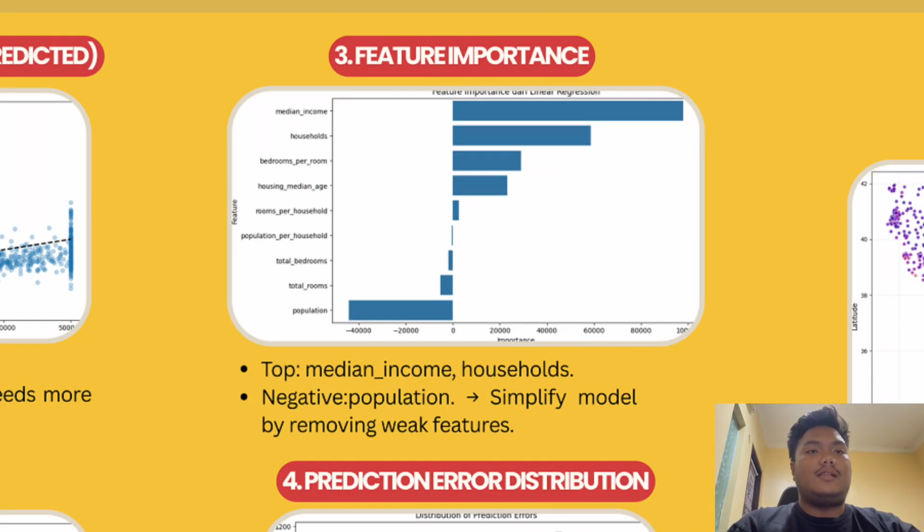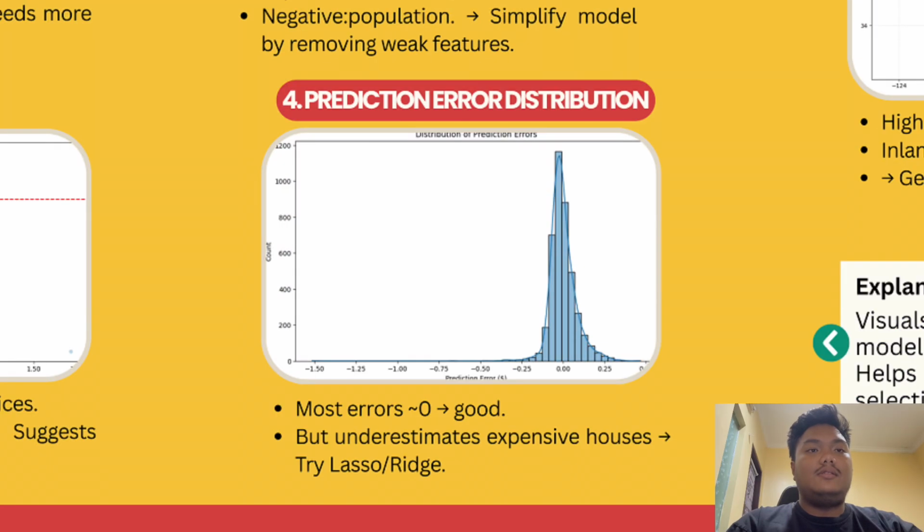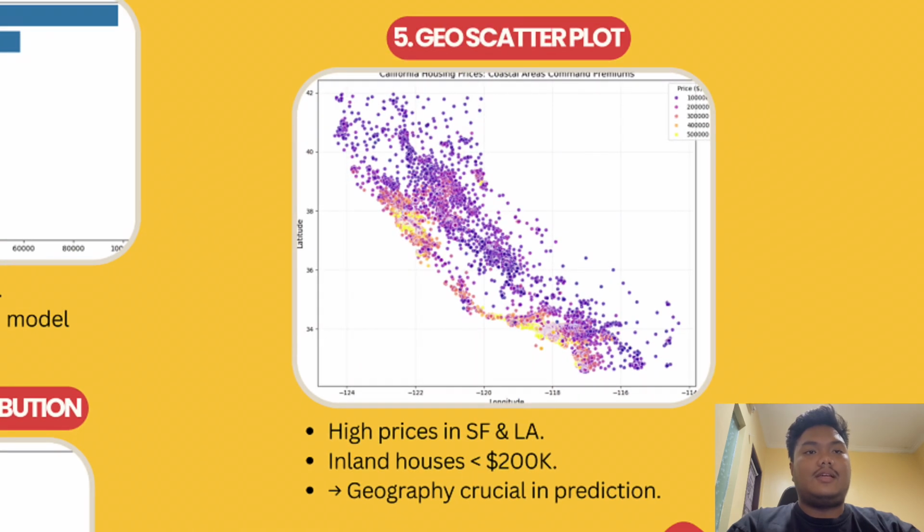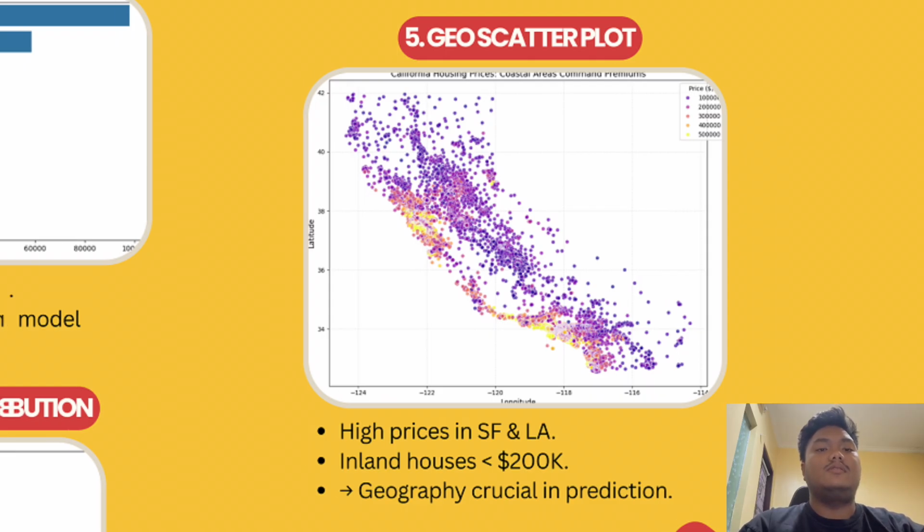Feature importance analysis confirmed that median income is the strongest predictor, followed by households and population density, while total rooms had a minimal impact. The error distribution plot shows most errors near zero, but extreme outliers suggest lasso or ridge regression could help. Lastly, the geographical scatter plot reinforced that coastal cities like San Francisco and LA have the highest prices, highlighting the importance of location in refining our models.